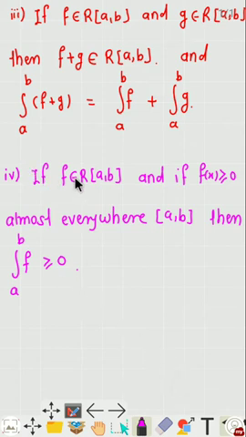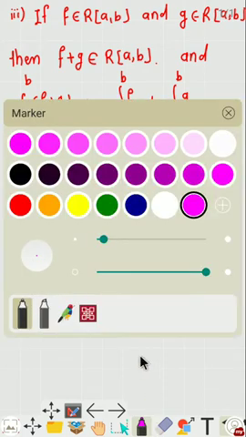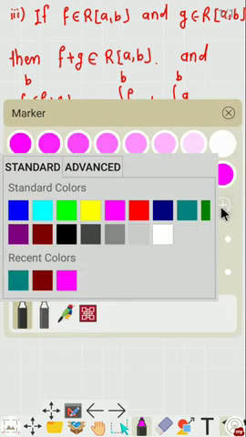So this is the fourth property of Riemann integration. If the function f is Riemann integrable on closed interval [a, b], and if f of x is greater than or equal to 0 almost everywhere on [a, b], then the value of the integration of f over a to b is also greater than or equal to 0. So this is our fourth property. Now let us go to the next property.